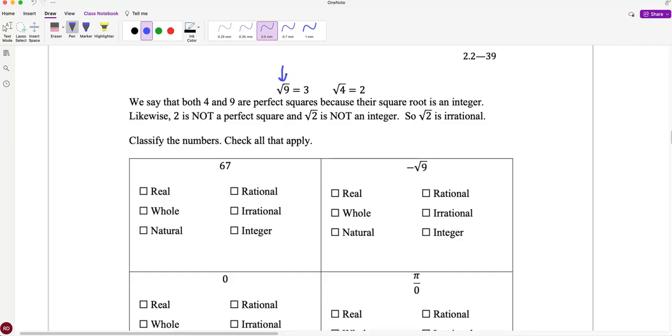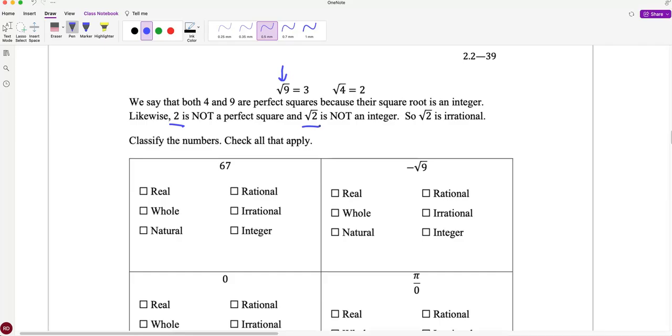9 and 4 are called perfect squares because the number that you multiply by itself to get there is an integer, okay? Now, 2 is not a perfect square because if I try to find the square root of 2, is there a number I can multiply by itself and get 2? Well, 1 times 1 is 1, 2 times 2 is 4. I've already gotten too big. So somewhere the number has to be between 1 and 2.